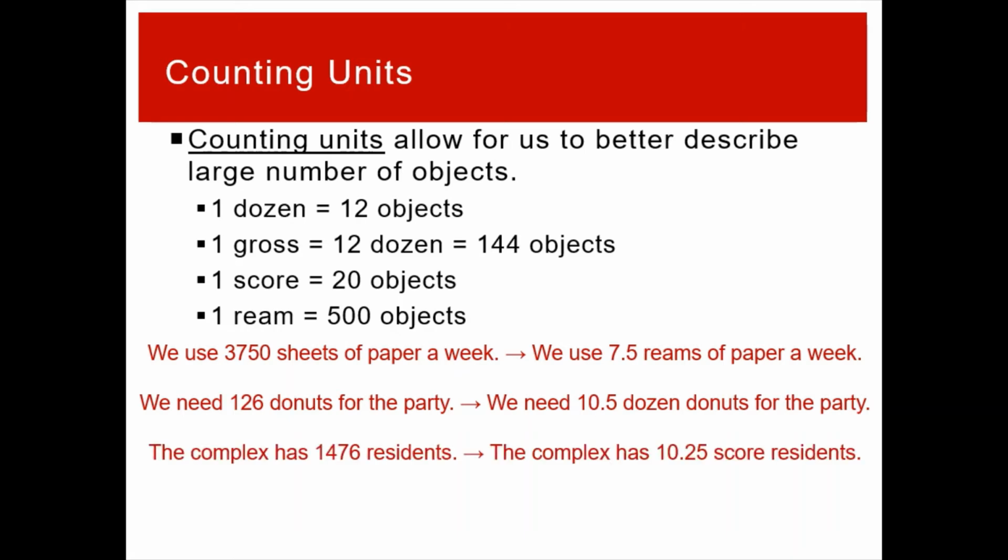Or complex has 1476 residents, 10.25 score. If you don't know what a score is, it's not necessarily useful, but all you have to do is learn what a score is, right? 20, and so that lets you kind of work through that.